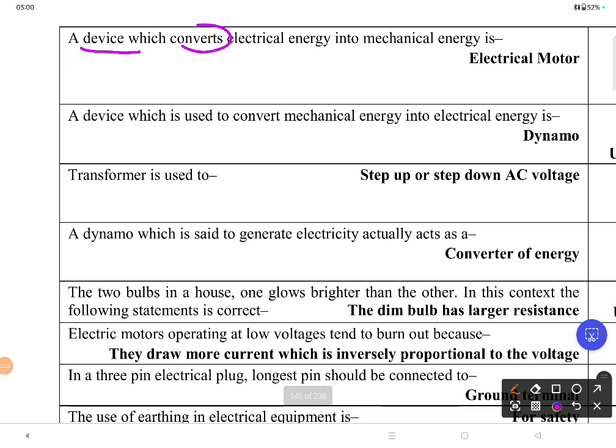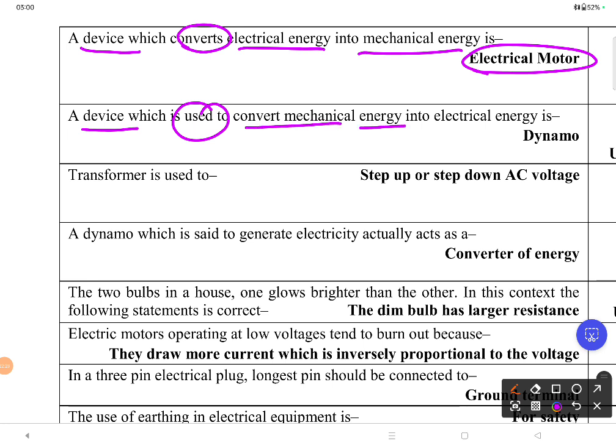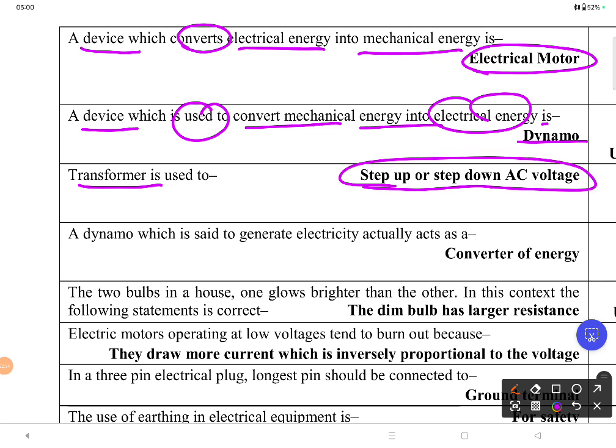A device which converts electrical energy into mechanical energy is an electric motor. A device which is used to convert mechanical energy into electrical energy is a dynamo. A transformer is used to step up or step down AC voltage. A dynamo which is set to generate electricity actually acts as a converter of energy.